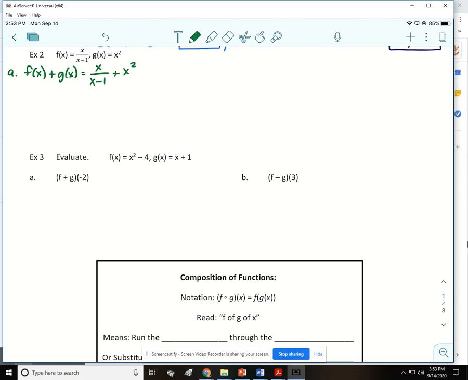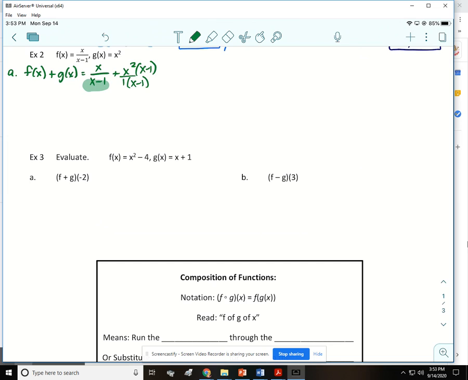Now, to be able to add fractions, you need a common denominator. And so right now, x squared is over 1. So the common denominator is going to be this one. So this one is missing that x minus 1. So I'll multiply the numerator and denominator by it.